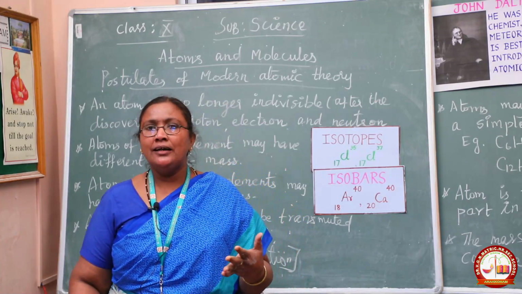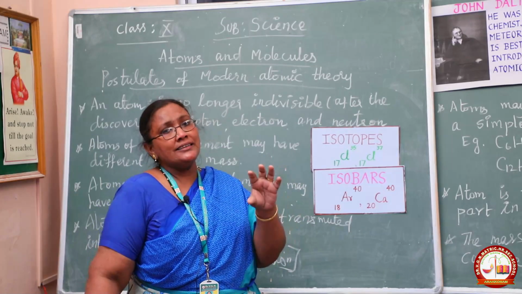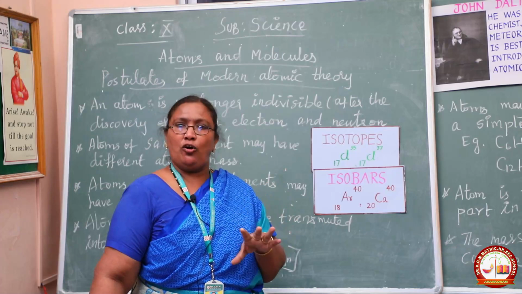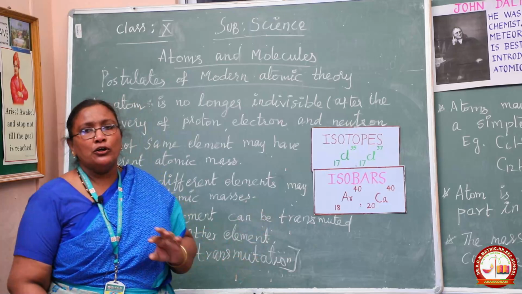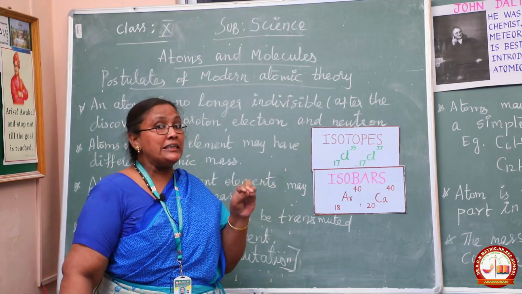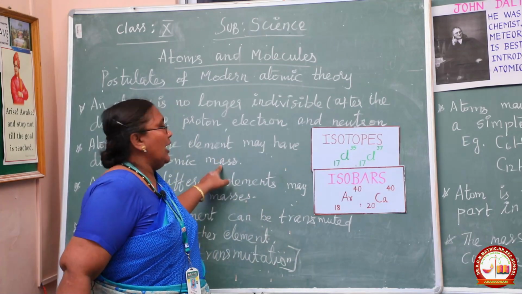What is mass number? The nucleus contains protons and neutrons. The total number of protons and neutrons is called the mass number. It is otherwise called atomic mass. So you should know very well, atomic mass means the sum, the sum of the protons and neutrons. That is called atomic mass.